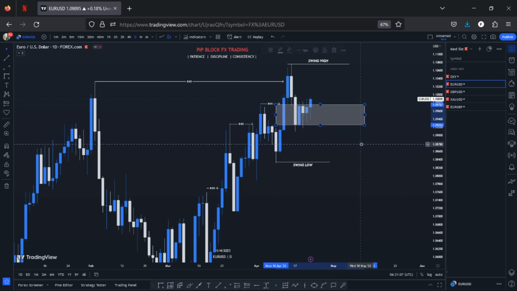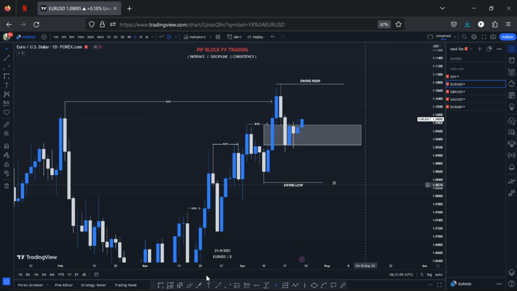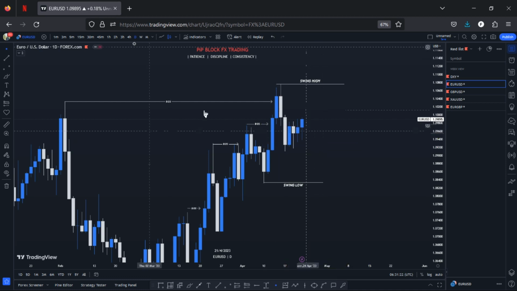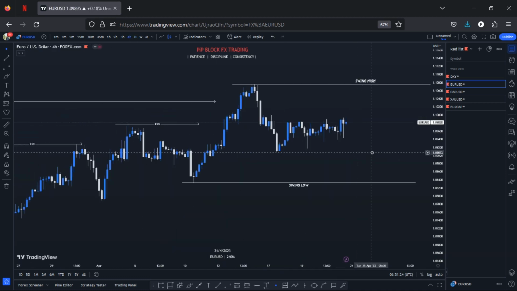So the market came to fill. So what will I be expecting? Since I'm very bullish, the market has already filled this imbalance. I'm going to expect the market to give me some move to the downside, and probably move up. Okay, that's what I'm going to be expecting. But let's go to the 4H time frame and see what I'll be expecting.